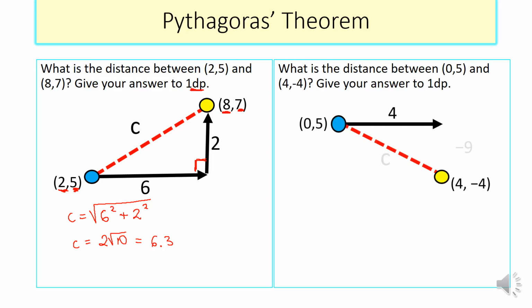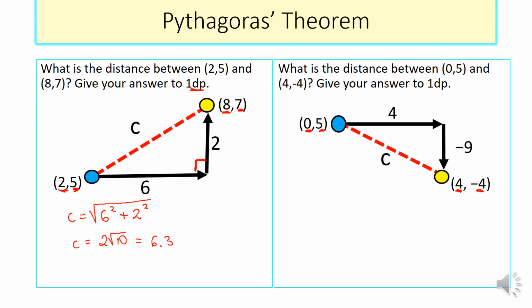So I find the distance between the 2 points. So when it comes to the difference in x and difference in y, to go from 0 to 4, that is 4. To go from 5 to -4, we go 9 down, okay? So the difference or the distance is 9, but it's minus because we're going down.